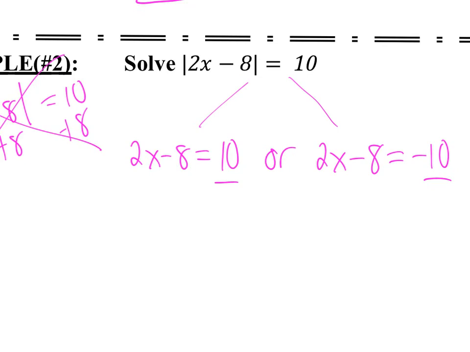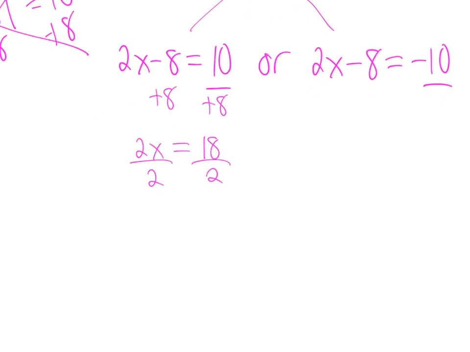So let's do that. Let's do 2x minus 8 equals 10. Well, we are going to add 8 to both sides, but we're going to make sure we split it first, like we did. 10 plus 8 is 18. Then we divide by 2. So we get x equals 9.